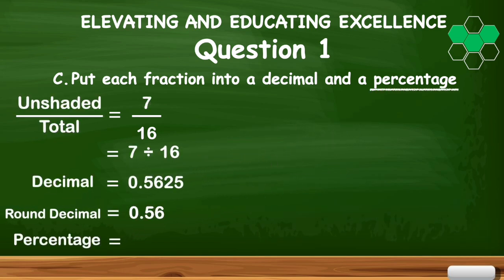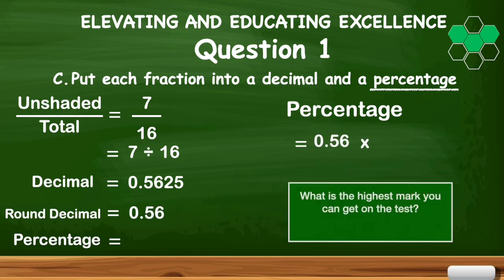So now let's find the percentage. We're going to take the rounded decimal, and we're going to multiply it by the answer to the question: What is the highest mark you could get on the test? 100. Therefore, we're going to multiply it by 100.